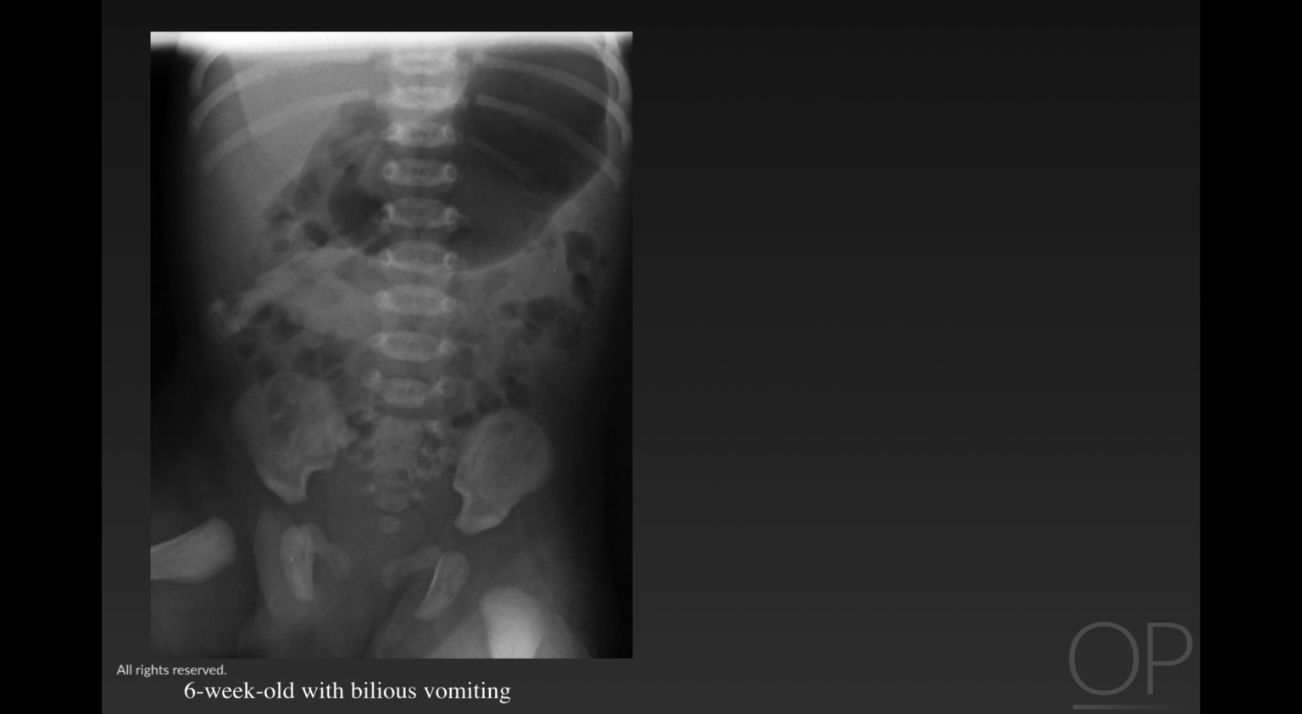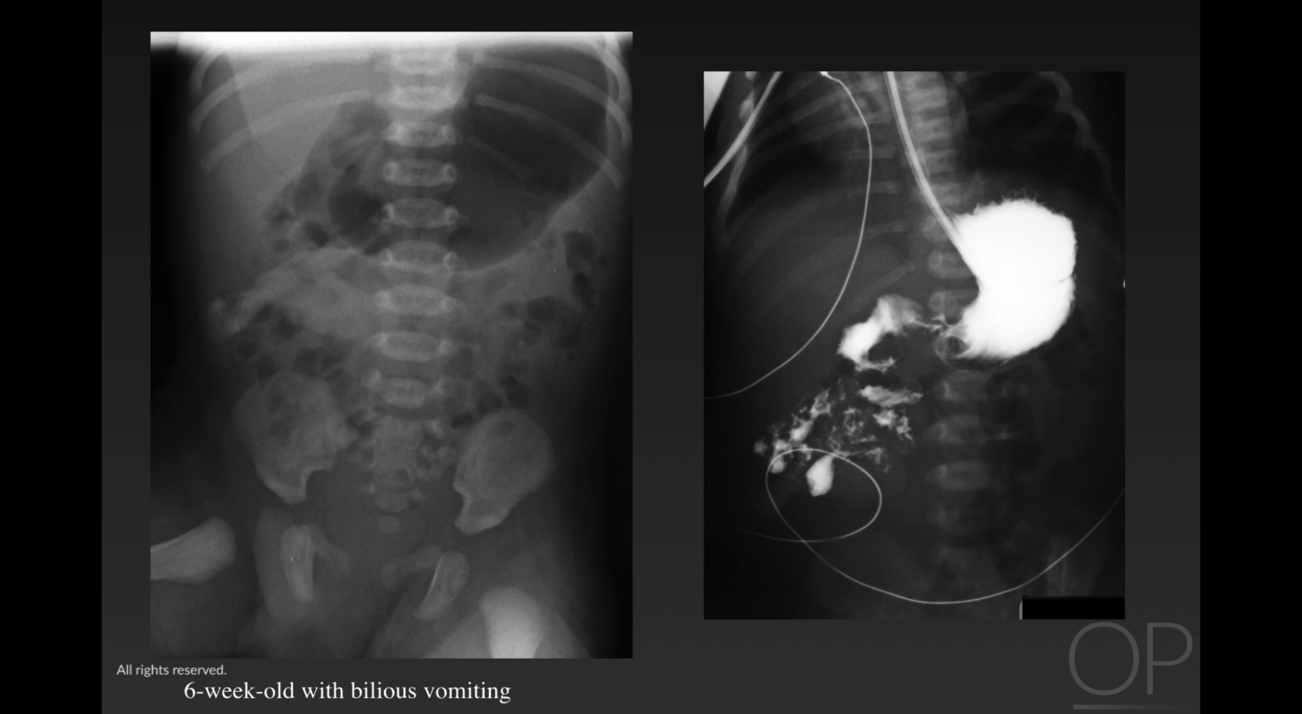Here we have a 6-week-old with bilious vomiting, where the bowel gas pattern looks pretty normal, except for distension of the stomach and mild distension of the duodenum. An upper GI series is performed showing malrotation of the bowel with a corkscrew appearance of the jejunum consistent with malrotation and volvulus.